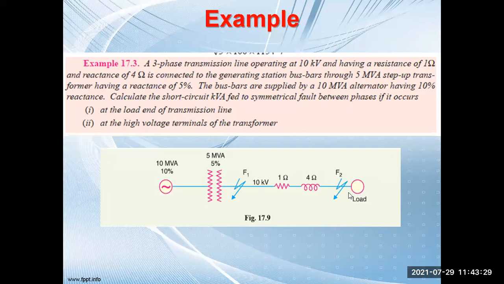Now there are two cases. First is that the fault has occurred at the load end of the transmission line, and second is at the high voltage terminals of the transformer. This is the high voltage terminal, so the fault has occurred here. So we are going to calculate what the short circuit kVA should be.